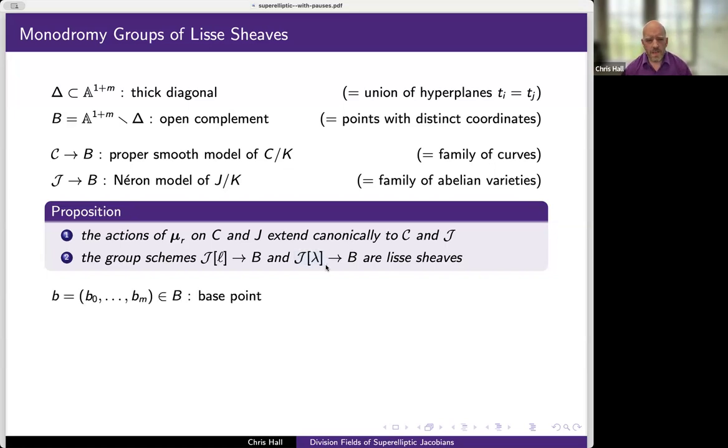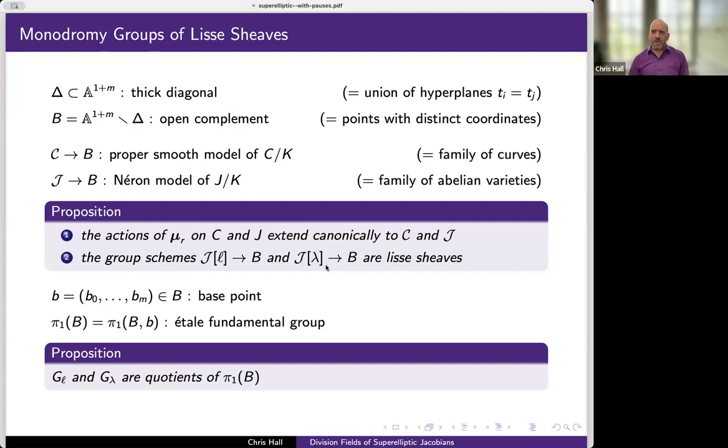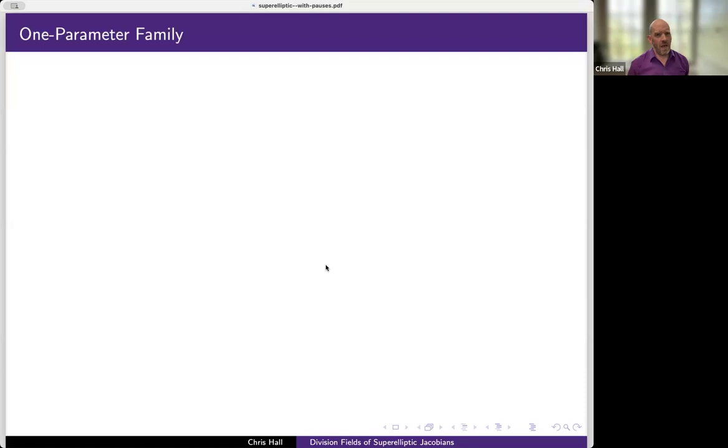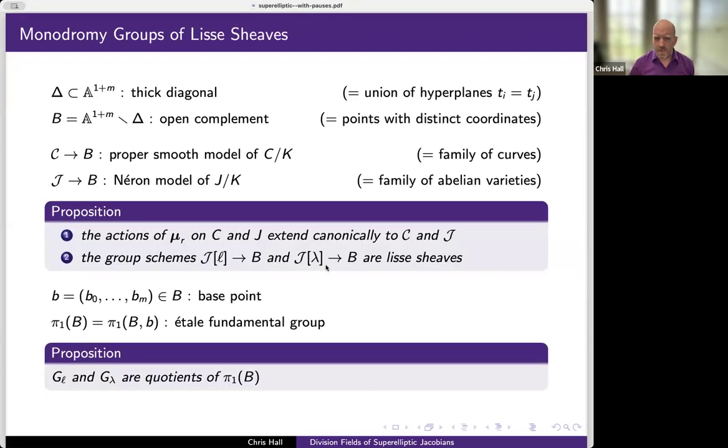And so, all right, let's try to unwind these sheaves a little bit. So I'm going to fix a base point, and I'm going to go ahead and focus on my étale fundamental group. And I'm going to use the normal correspondence between representations of pi1 and lisse sheaves on B to say that these two lisse sheaves correspond to representations of pi1. And in particular, the G sub L and the G sub lambda are both quotients of pi1. Okay. All right, so that was just topology.